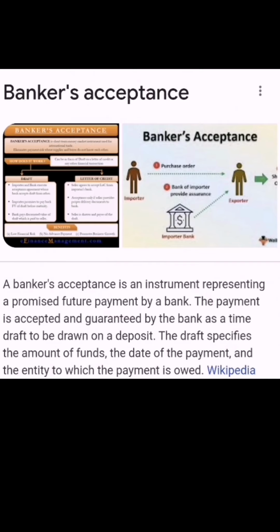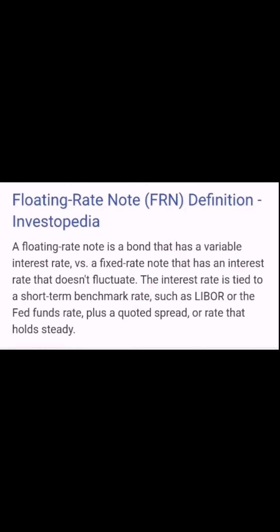is owed. Number 5. Floating rate note or FRN. So a floating rate note is a bond that has a variable interest rate versus a fixed rate note that has an interest rate that doesn't fluctuate. The interest rate is tied to a short-term benchmark rate such as LIBOR or the Fed funds rate plus a quoted spread or rate that holds steady.